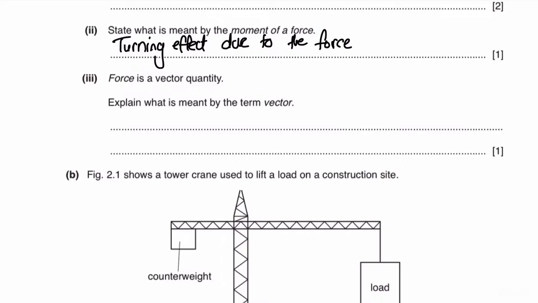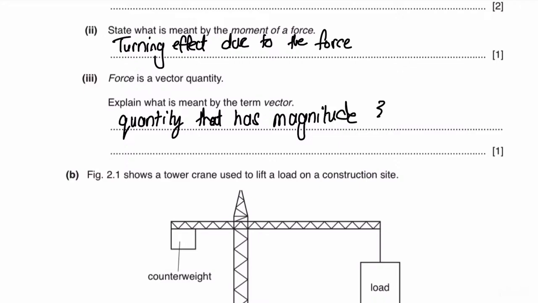So a vector is a quantity that has both magnitude and direction.